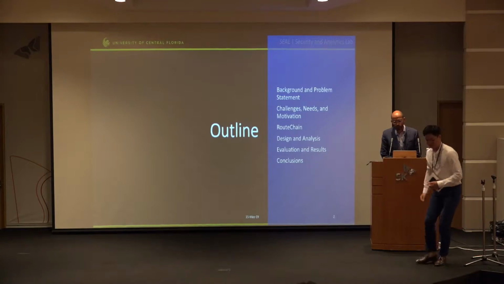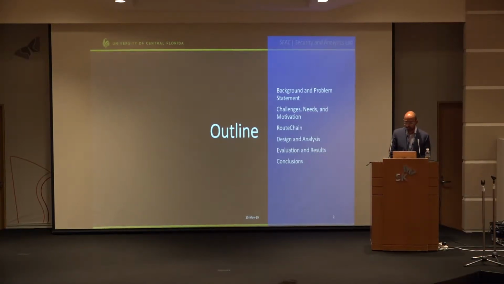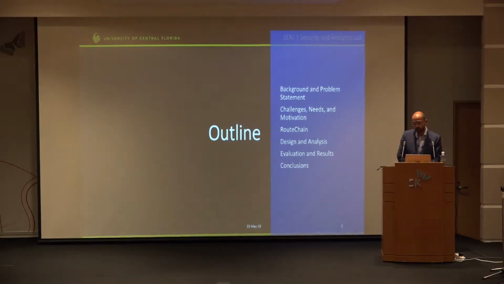So first there will be a background, problem statement, then challenges, needs, and motivations, like what is offered by blockchains, what we actually need for our system, and then I will talk about the key design choices we make for RouteChain. Then I'll talk about full design and analysis, evaluation results, conclusions, and questions and answers if you have any questions.